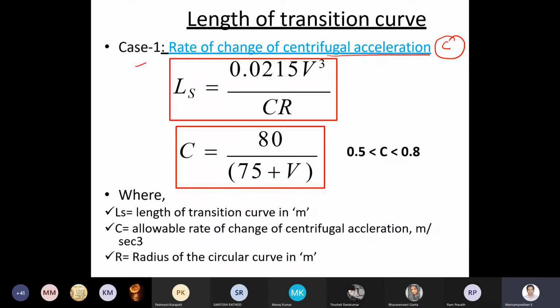So the first case is the rate of change of centrifugal acceleration. The length is nothing but 0.0215 V cube divided by CR. Here C is nothing but the rate of change of acceleration with respect to the centrifugal behavior. That C is estimated as 80 divided by 75 plus V. Here V is defined in kilometer per hour. So in your equations, if it is given otherwise, you change that and then apply it in this particular equation. So this is the first case, rate of change of centrifugal acceleration.